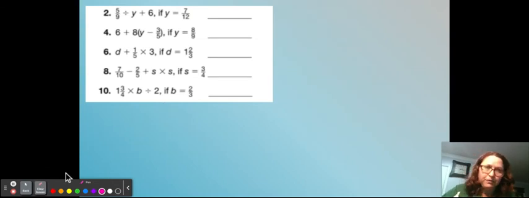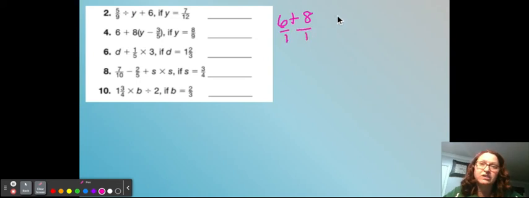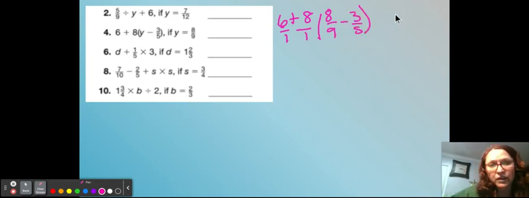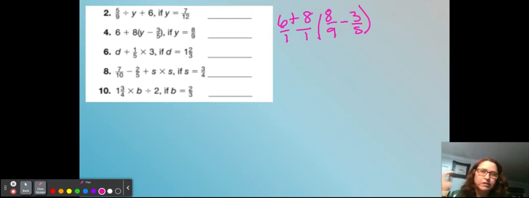Okay, let's solve number 4. I have 6 plus 8/9 minus 3/5, knowing that I'm working with fractions, I'm just going to turn them into fractions, times 8/9 minus 3/5. This has a lot to do. With this kind of problem, you still have to do order of operations, and you have to remember you've got to get common denominators when you're adding and subtracting. So I'm doing 8/9 minus 3/5 first.